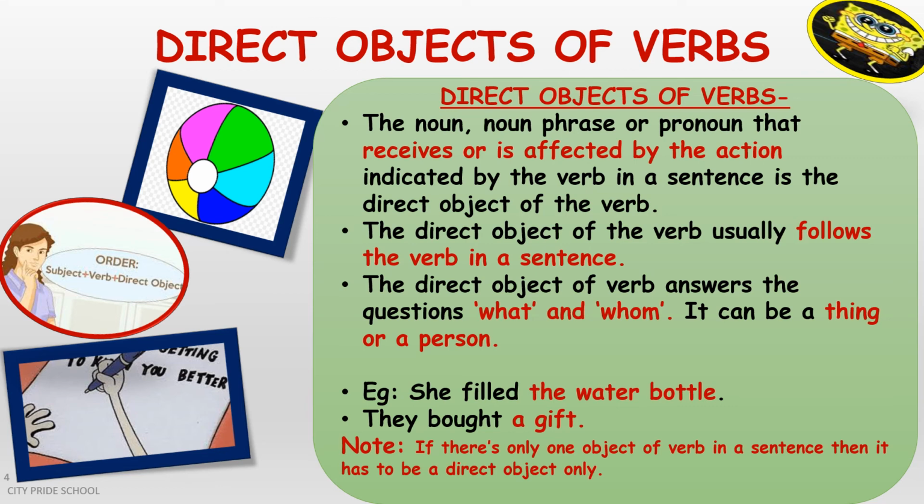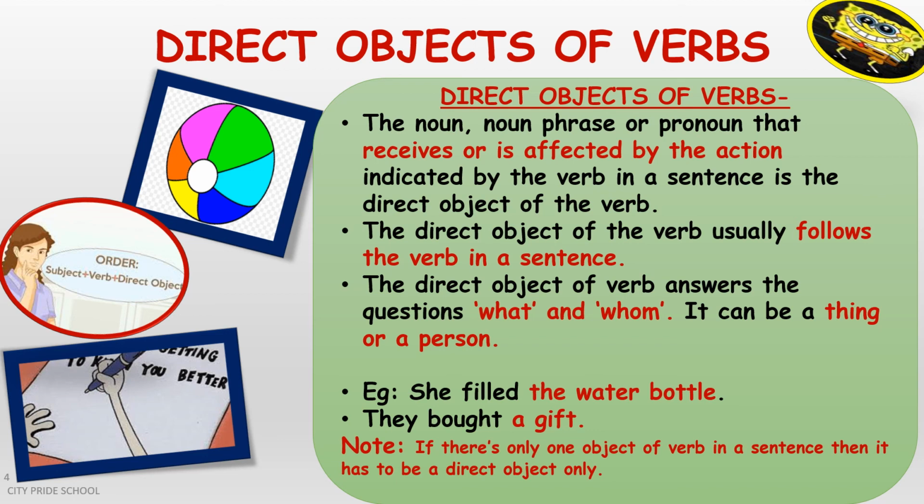Now here the example, if you see in this slide, is given. She filled the water bottle. They bought a gift. Now in the first example, if I ask, she filled what? The water bottle. Now the water bottle is a noun phrase, as I told you, an article and a noun. And in the second one, they bought what? A gift. So a gift again is a noun phrase, article and a noun. So in both the cases, it is answering your question what, and that is why these both, the water bottle and a gift, are direct objects.